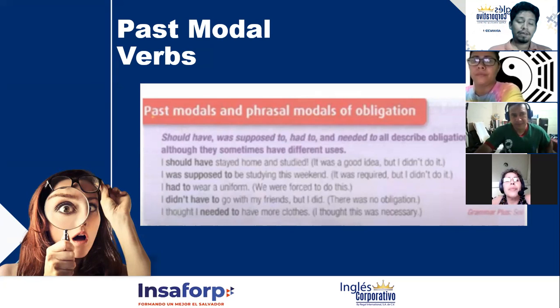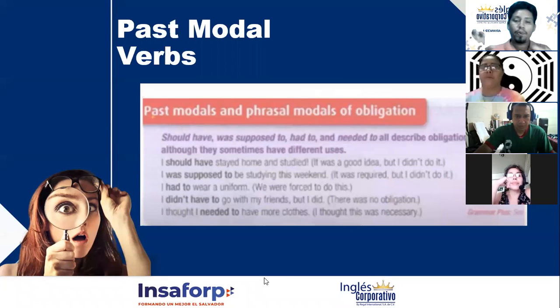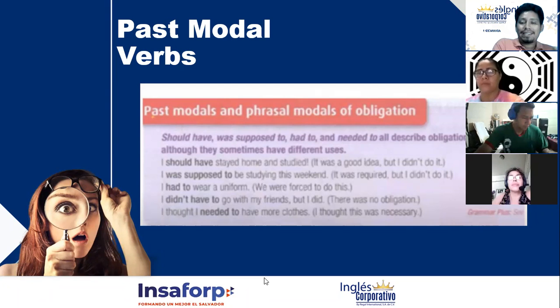Also, we have the phrase that says was supposed to, where we find the sentence that says, I was supposed to be studying this weekend. That means that we're expressing something that is required to do, but if you notice there, it was supposed. That means that I had to do this, but I didn't do it.